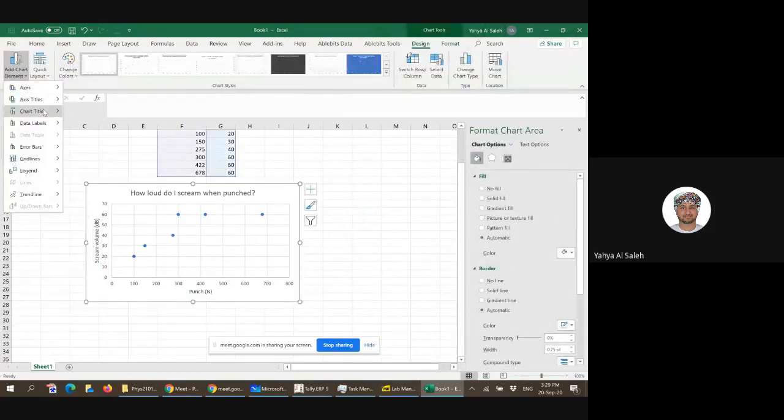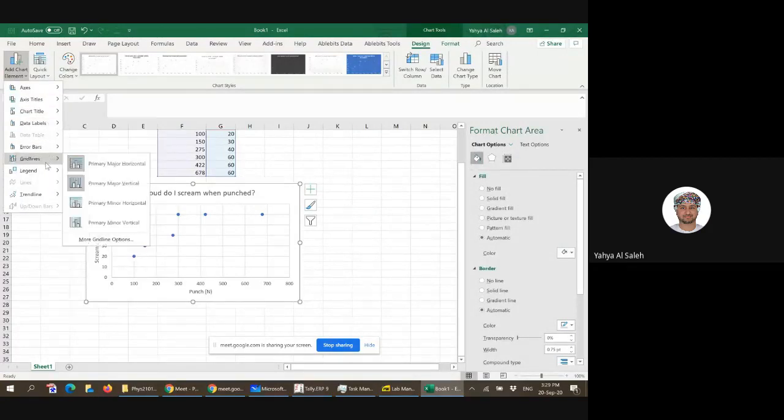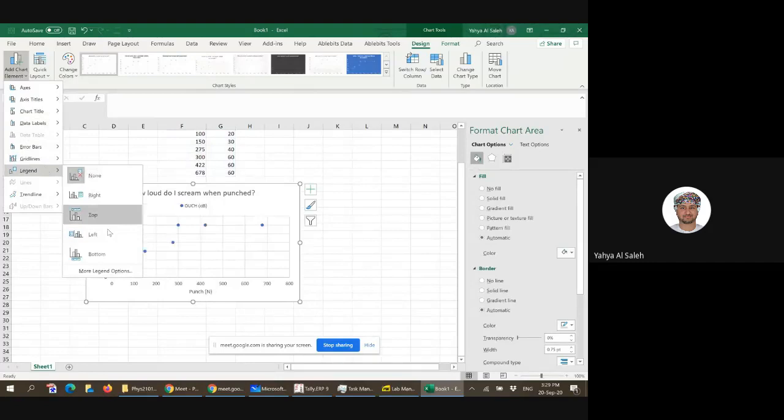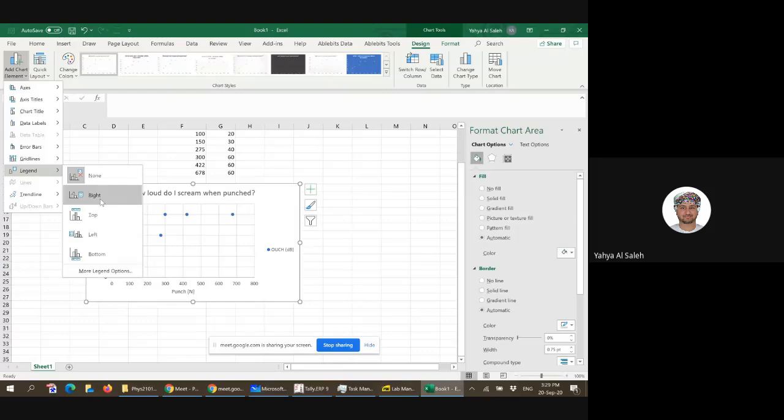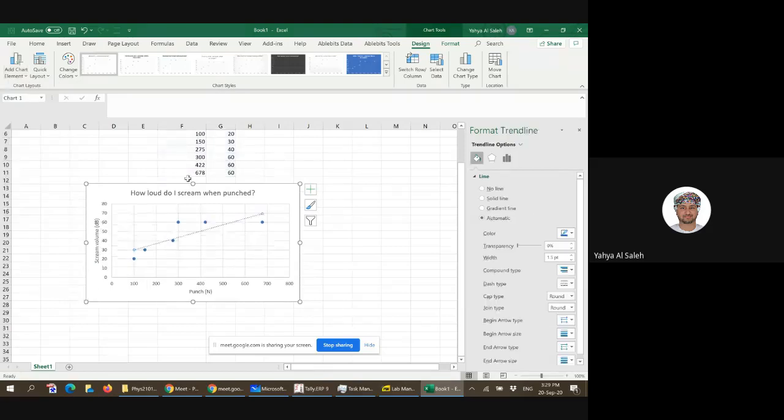I would also really want a legend on the right. Now, this is not always needed. In this case, we only have one thing, so I don't need a legend. But we have something called a trend line. And trend lines are what we usually do when we try to fit a best line. Okay, so trend line options.